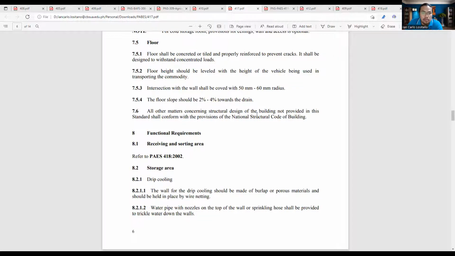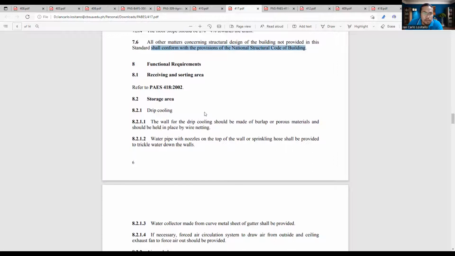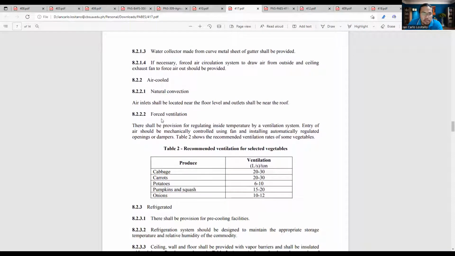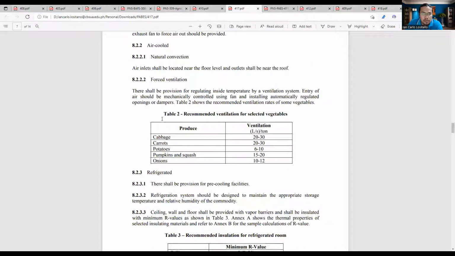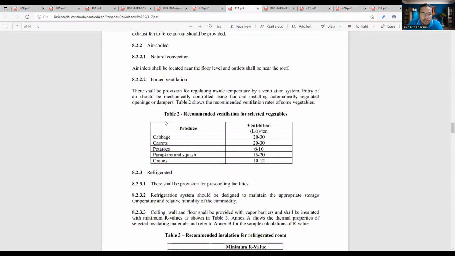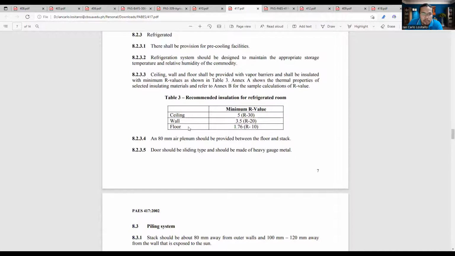All other matters concerning structural design shall conform with the National Structural Code of the Philippines for buildings. Storage area, drip cooling: this will be avoided, because these are parts of the environmental control engineering. But for structural considerations, here's the recommended installation for the refrigerated room.